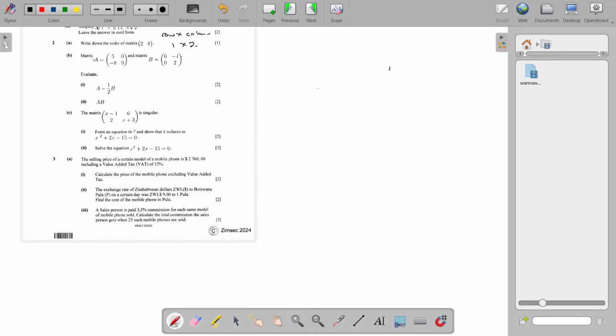Then let's go to number B. You are given that A is this 2 by 2 matrix and B is this 2 by 2 matrix. Then the question is saying B part 1.